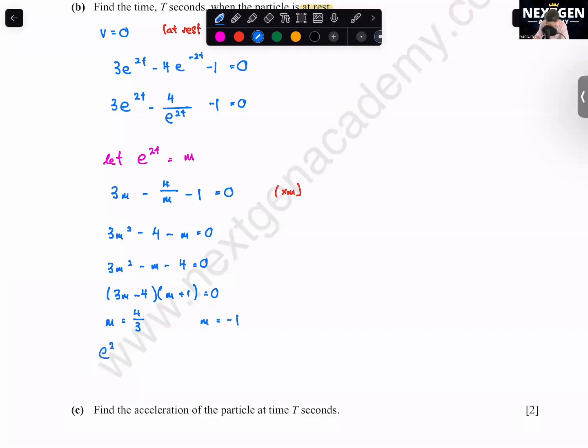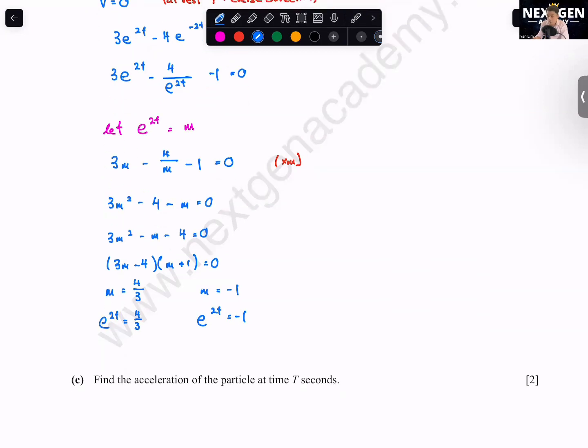So e to the power of 2t equals to 4 over 3. e to the power of 2t equals to negative 1. How to solve e? You will inverse ln. So 2t is ln 4 over 3. t equals to 1 over 2 ln 4 over 3. Is this the only answer? You all can write this in the decimal also, but I prefer to just leave it like this, 1 over 2 ln 4 over 3.